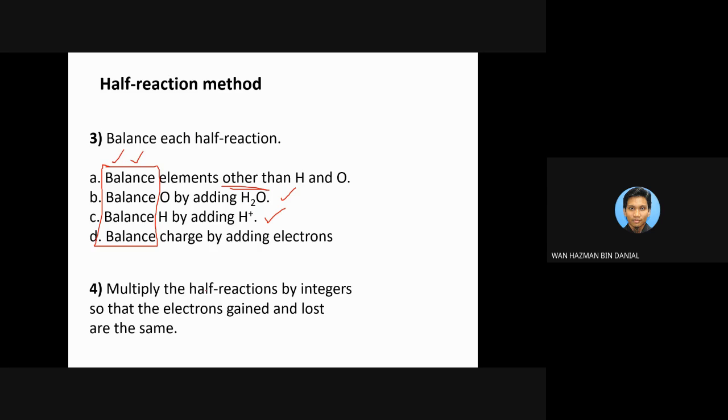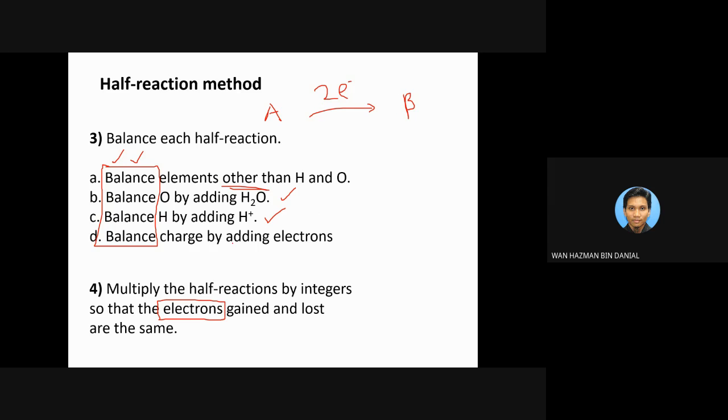Alright. So number 4, we multiply the half reactions by integers so that the electrons gained and lost are the same. Okay, ini kita nak balance lah. So before we combine, we make sure that the electrons tu adalah balance. Sebab dia redox reaction, dia involve the movement of electrons kan. Elektron yang bergerak ni oxidize and mesti ada yang receive kan. Mesti ada yang receive. Okay. So kalau tak balance, maksudnya tak complete lah. Kalau 2 yang lose, maksudnya yang receive pun adalah 2 electrons.